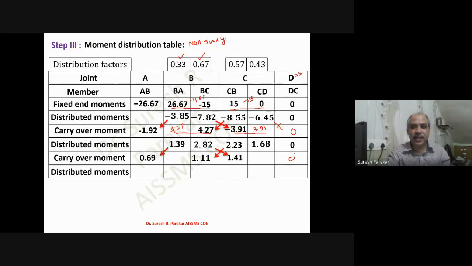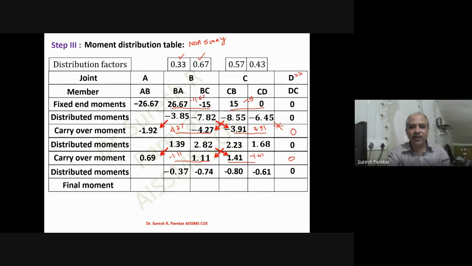Now the distributed moment. If you see, I have the unbalanced moment 1.11 for joint B. So I have to balance it, and for balance I go with this value as minus 1.11, and I multiply minus 1.11 by 0.33 and 0.67. Here I have the unbalanced moment, which will be minus 1.41, and then I multiply it by 0.57 and then 0.43, and then we will get these values as minus.